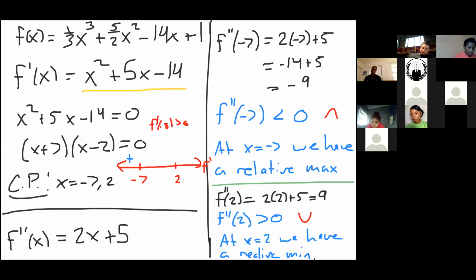Between negative 7 and 2, you'd plug in something like 0. You'd see that it's negative. And then if I plugged in something greater than 2, you'd see that again I'm positive. So looking at my first derivative test, I see my first derivative going from positive, negative, positive, which means, from the first derivative, I have a relative max at negative 7. So I'm going from increasing to decreasing. And then at 2, I have a relative min because I'm going from decreasing to increasing. I just wanted to throw that side note in there. Both of them come to the same conclusion, just two different ways of going about finding it.